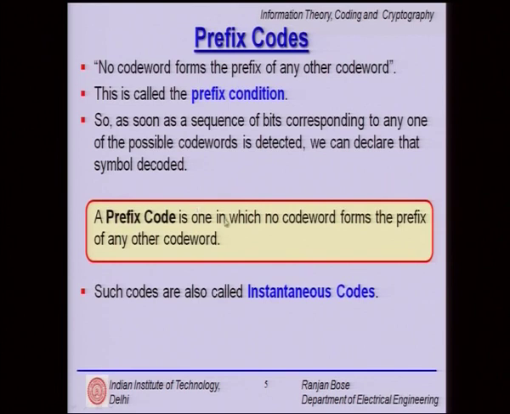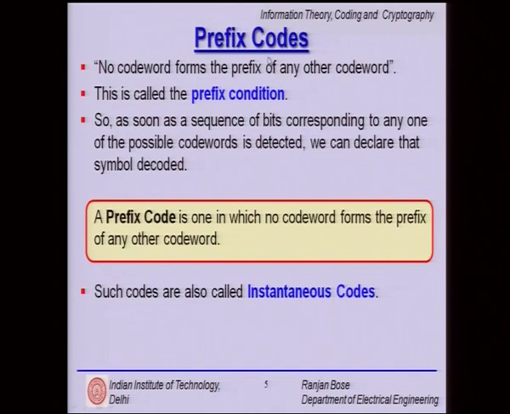And since these codes are such that we do not have to wait to declare the results, if we have an input bit stream coming, the moment we find a sequence of bits corresponding to any valid code word from our table, we declare the result. Then and there, we do not have to wait for it. Therefore, these codes are also called instantaneous codes.